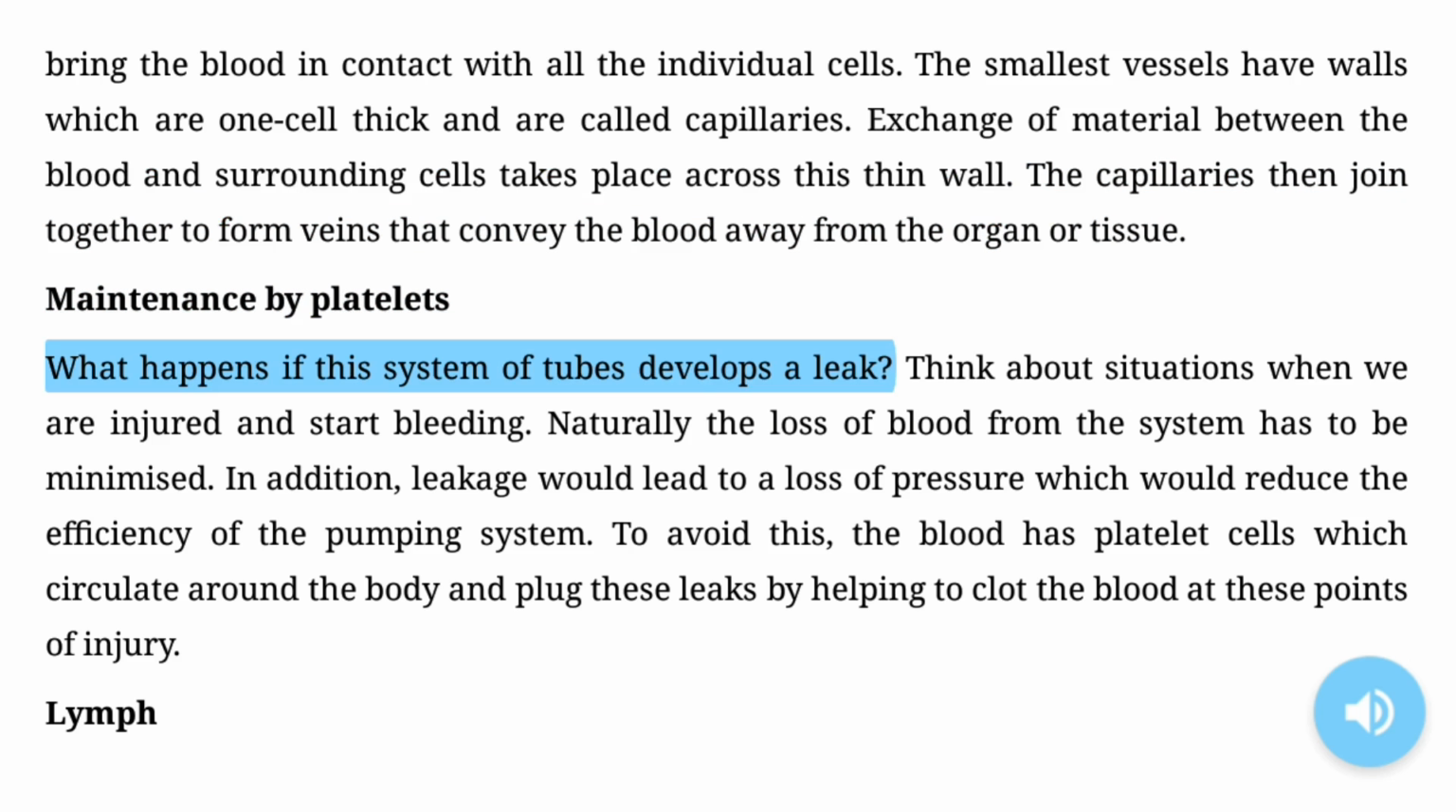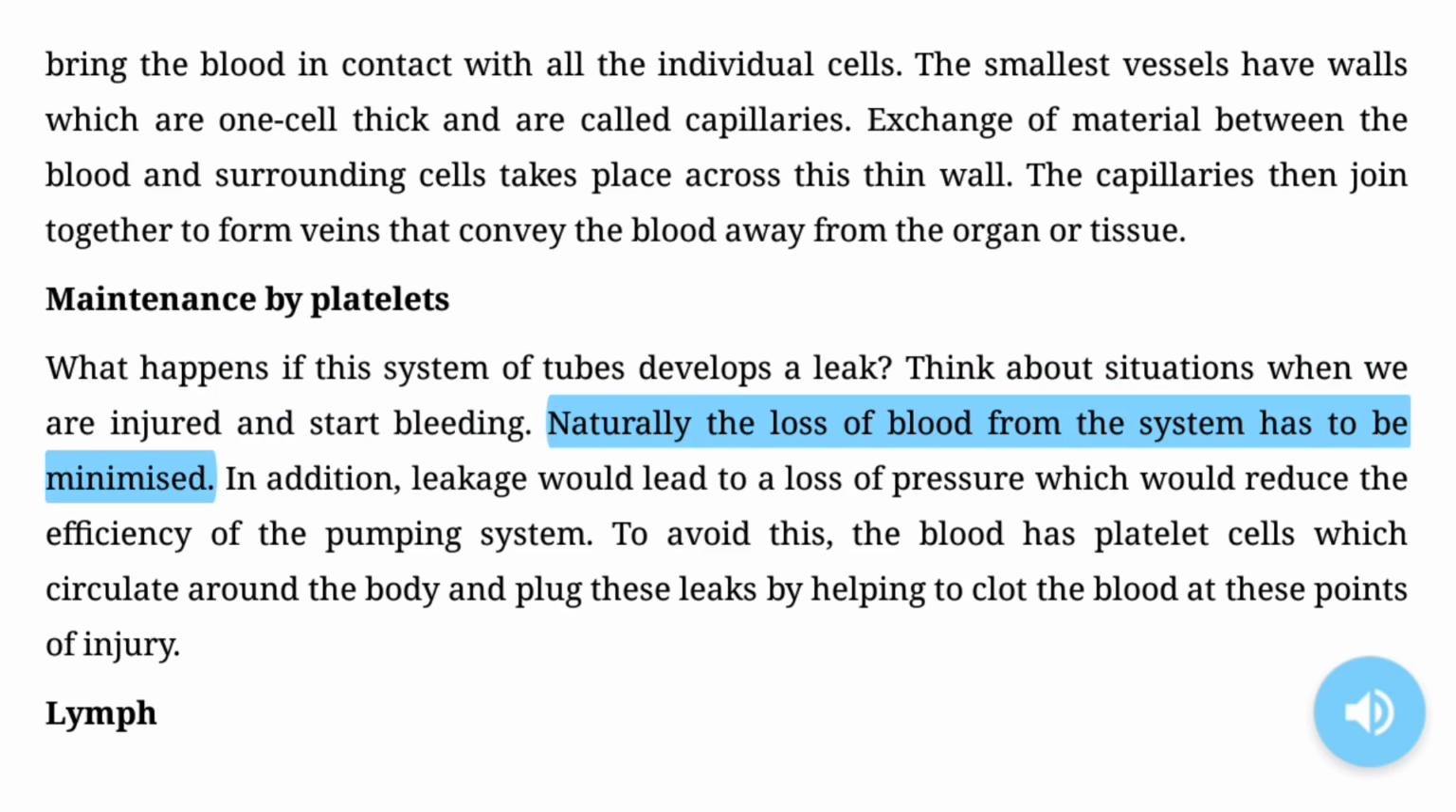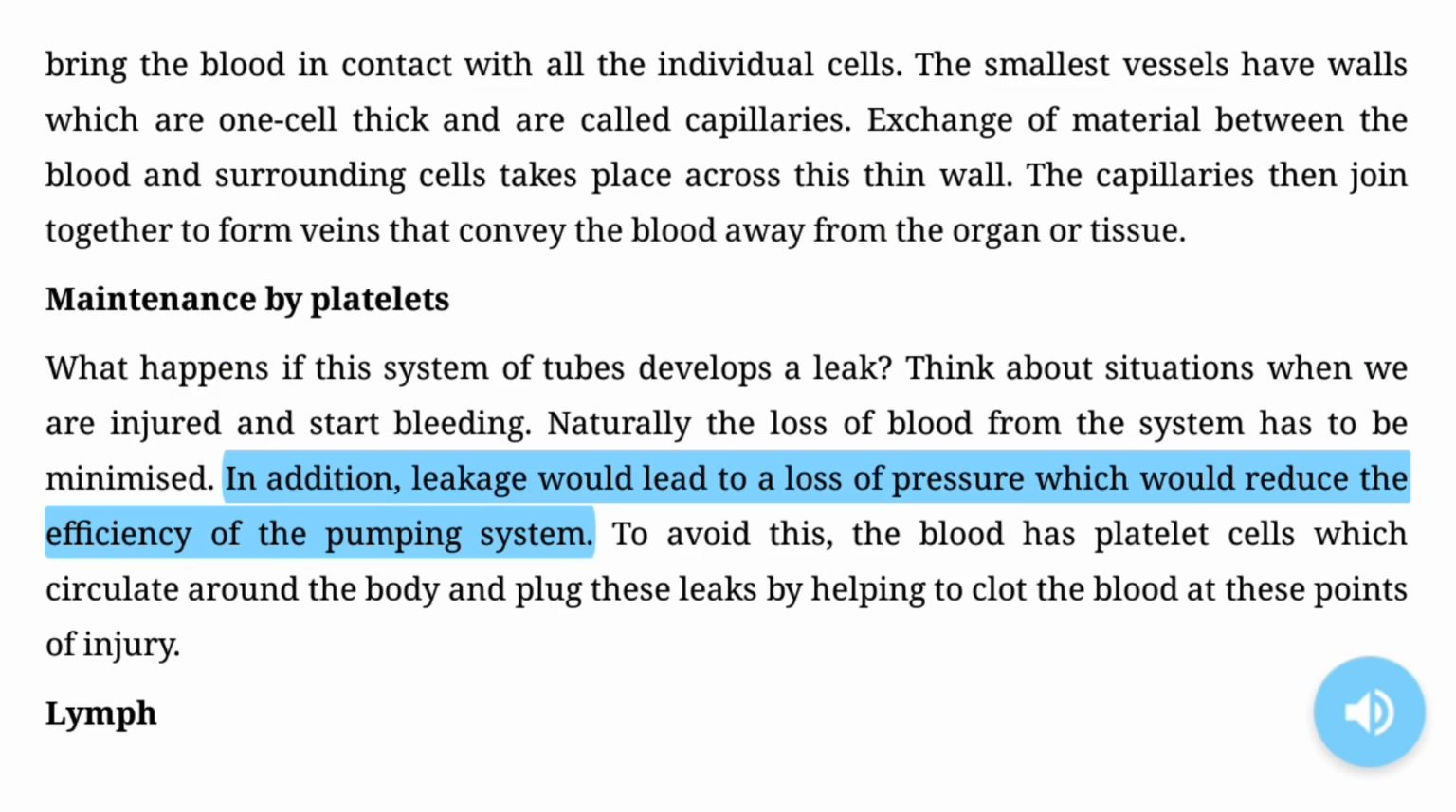Maintenance by platelets. What happens if this system of tubes develops a leak? Think about situations when we are injured and start bleeding. Naturally, the loss of blood from the system has to be minimized. In addition, leakage would lead to a loss of pressure, which would reduce the efficiency of the pumping system.